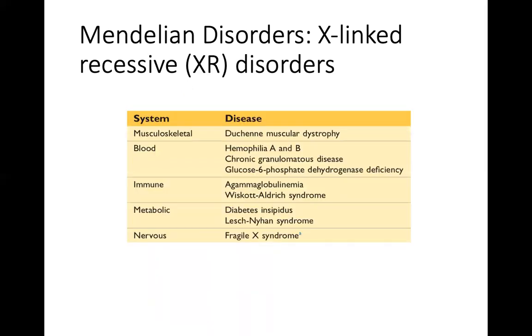Okay, next is your Mendelian disorders or X-linked recessive disorders. An example of these are the following, no? We have Duchenne muscular dystrophy, hemophilia A and B, chronic granulomatous disease, etc., etc. Okay? So tandaan niyo 'yan, ha.